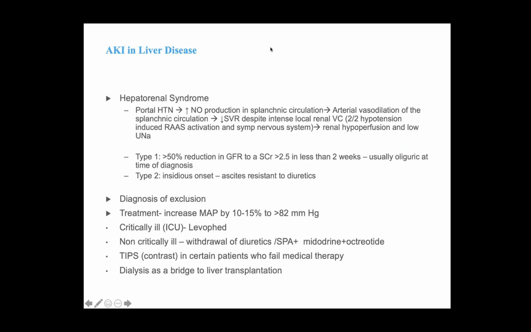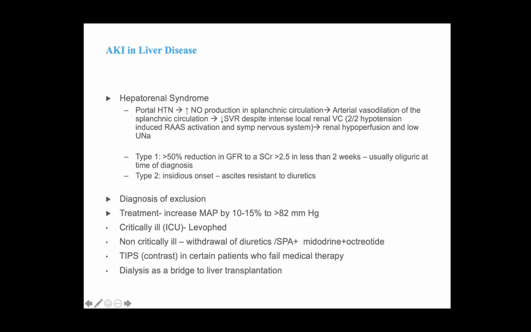AKI in liver disease, or your hepatorenal syndrome. So the pathophys is mainly portal hypertension, causing increased nitric oxide production, vasodilation, and decrease in systemic vascular resistance, causing renal hypoperfusion. And again, you'll see low urine sodium. So there's 2 types. I think it's important to know the difference here. The first one is type 1, where there's more than 50% reduction in GFR to a creatinine of more than 2.5 in less than 2 weeks. And these patients are often very sick and oliguric at the time of onset. And type 2 is more of an insidious onset, and their ascites can be resistant to diuretics.